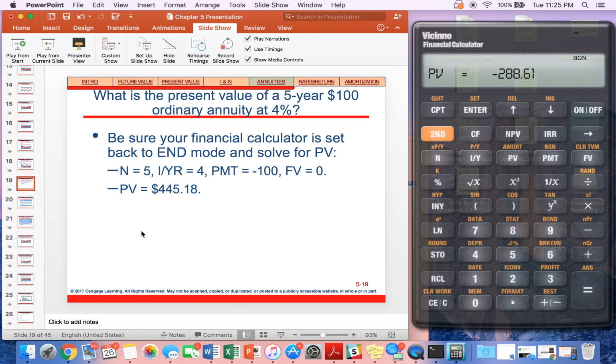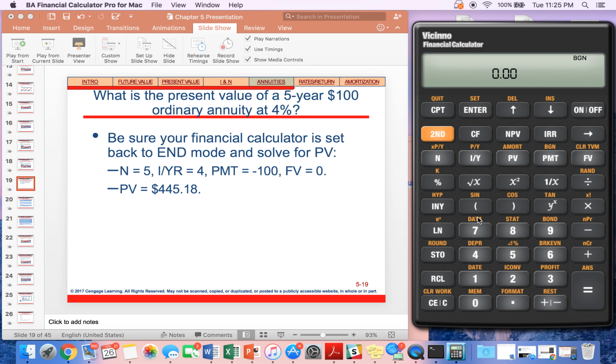Okay. So let's go ahead and switch our calculators back into end mode. So second beginning, second set to change it. So here they want to know what is the present value of a 5-year $100 ordinary annuity.